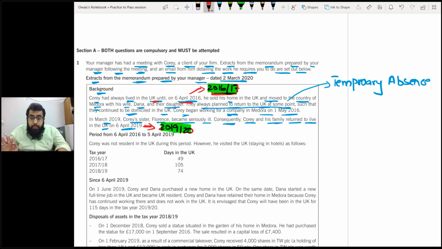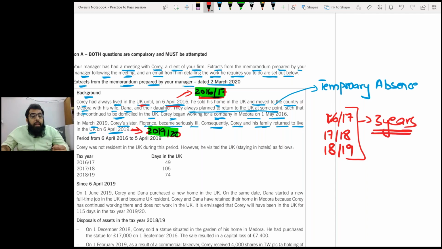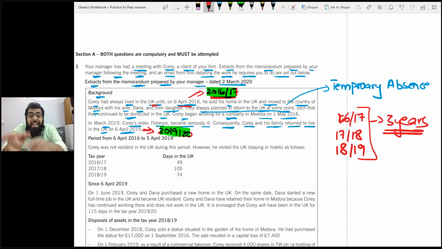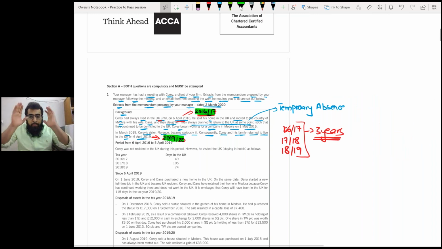How many years of absence? Can you please tell me? 2016-17, 2017-18, and 2018-19. How many years? 3 years of absence. Now 3 years of absence means less than 5 years.